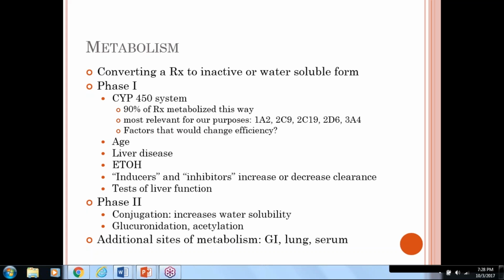Paxil is a 2D6 inhibitor. Prozac is a 2D6 inhibitor. Wellbutrin's a 2D6 inhibitor. Luvox inhibits a lot of these things, 1A2 and 2D6. That's why you don't see Luvox written a whole lot, just because it makes it harder to predict effectiveness of doses of other medicines. That's why you don't do that too much.